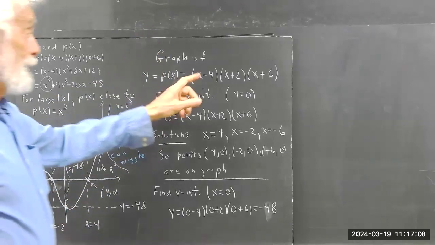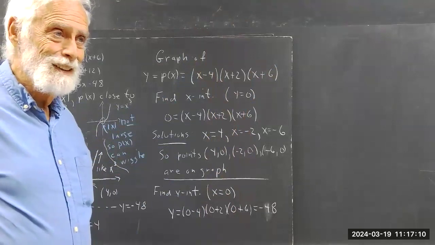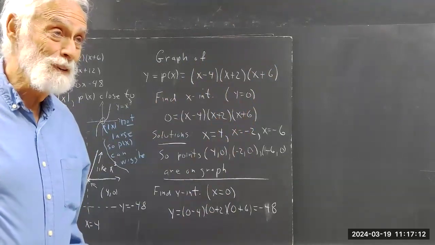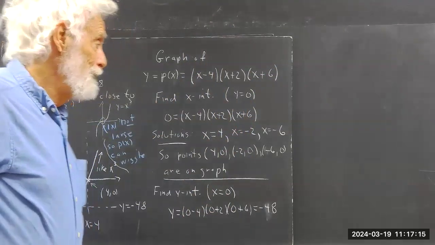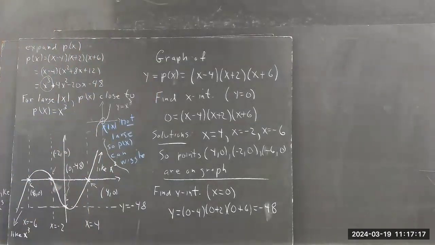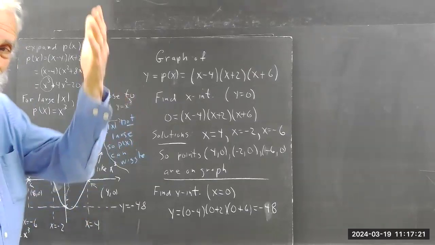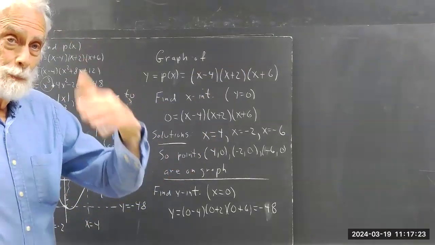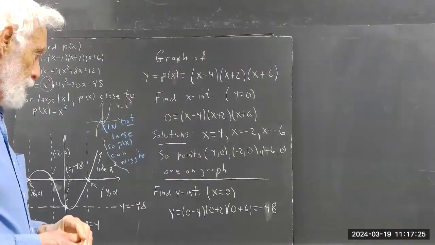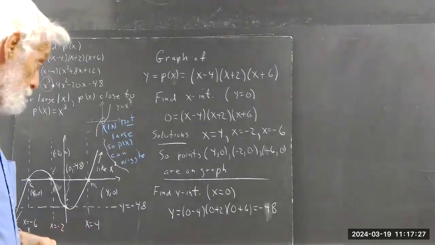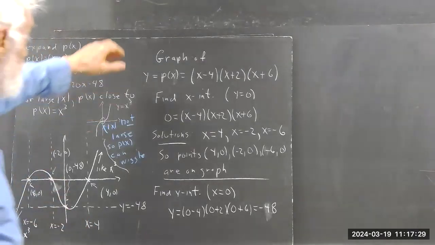If you had 14 of these, it could wiggle up to 13 times, okay? And if you had 14 of them, it'd be like an X to the 14th, which is a whole lot like an X squared. It's an even power, and we should understand power functions well enough to understand that.